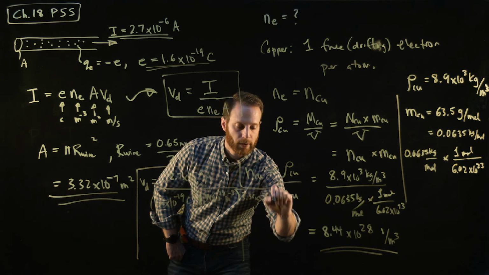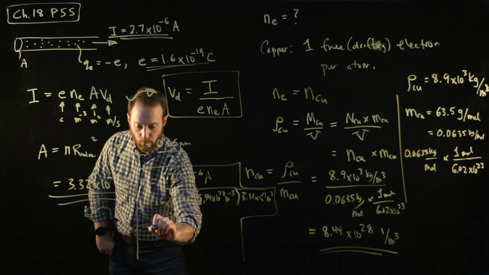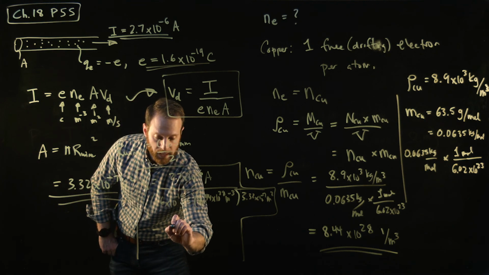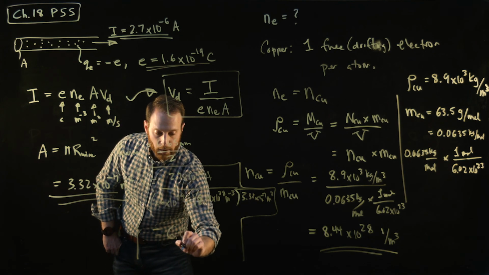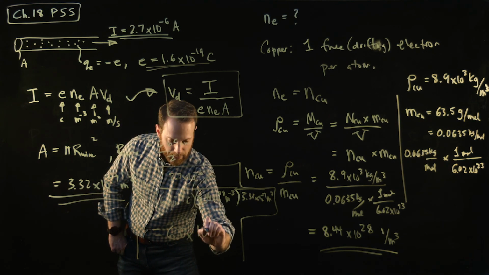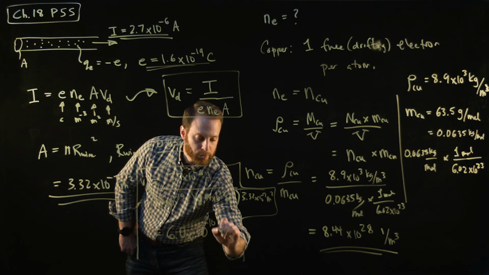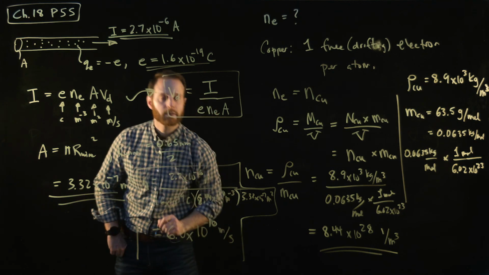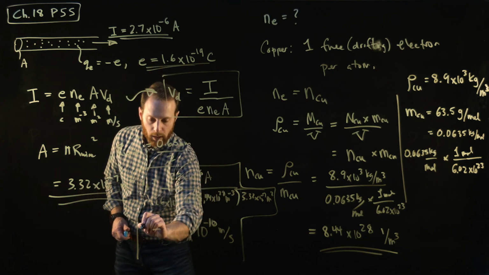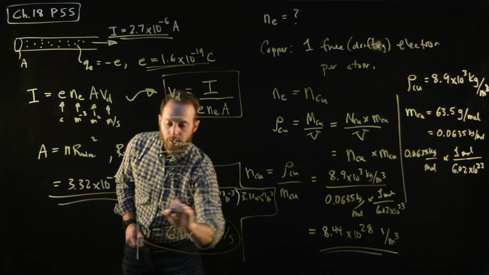If all the units are correct and I haven't screwed things up too much, this is actually a fairly tiny number. It's about 6.0 to be more precise, times 10 to the minus 10 meters per second will be your electron drift velocity.